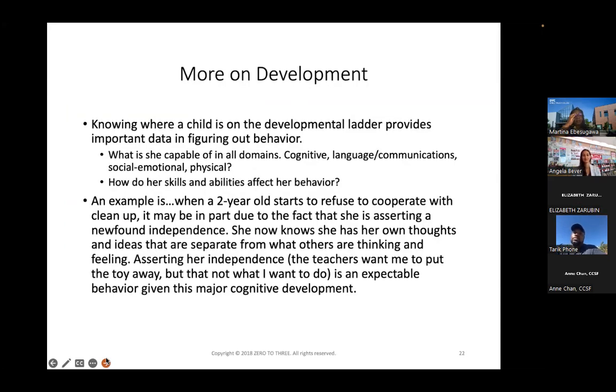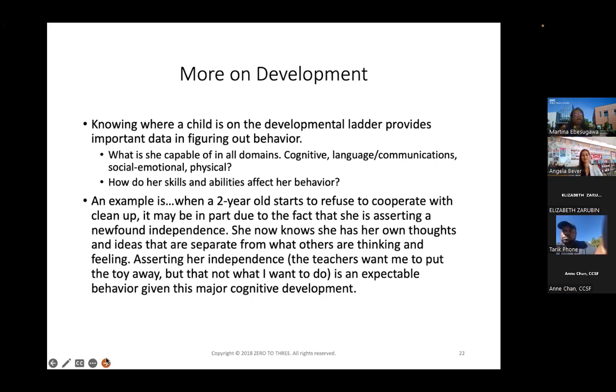So if we dive deeper, I have an example here of a child. This is a 2-year-old who refuses to cooperate with cleanup. It may be in part due to the fact that she is asserting a newfound independence. She knows that she has her own thoughts and ideas that are separate from what the others are thinking and feeling. Asserting her independence, letting the teachers know that she doesn't want to put the toy away, even though they want her to put the toy away, is acceptable behavior for a child who's 2.